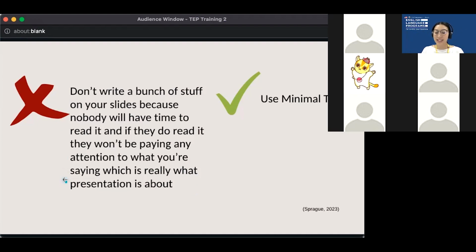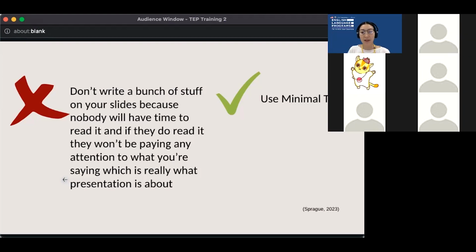And remember, the presentation is about the speaking piece. The slides are there to support, but the slides are not the main part of the presentation. Instead, we want to use minimal text. So I actually show this slide to my students to show this example and help them understand the importance of not writing everything onto the slide.